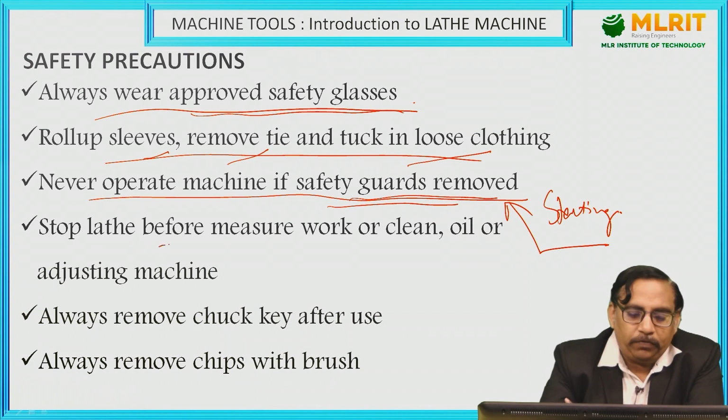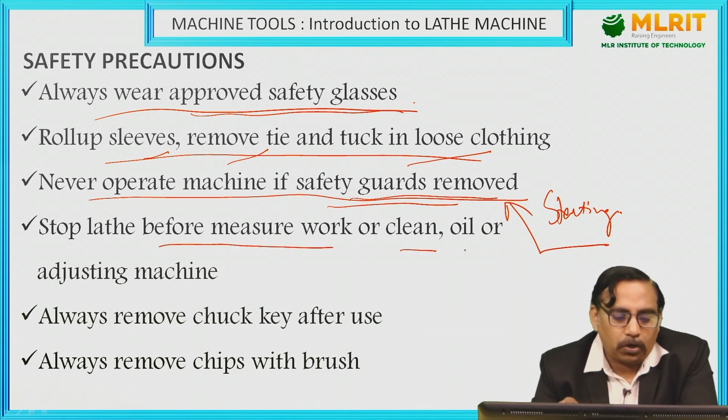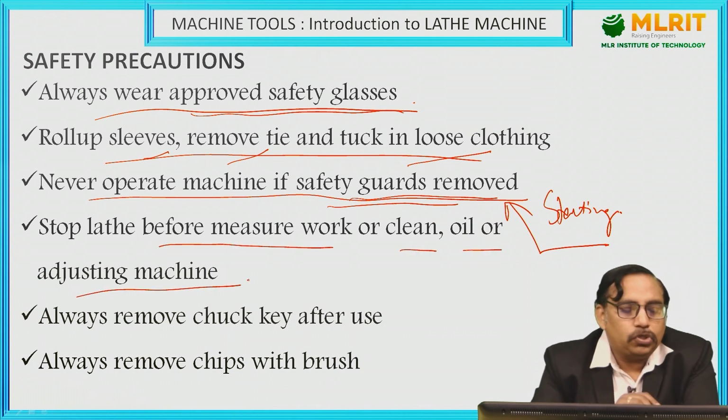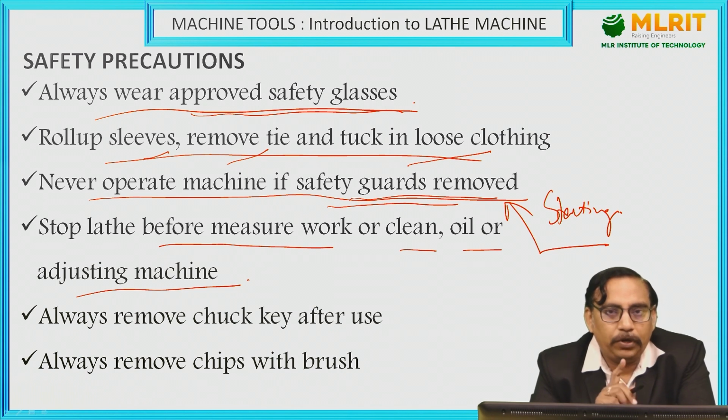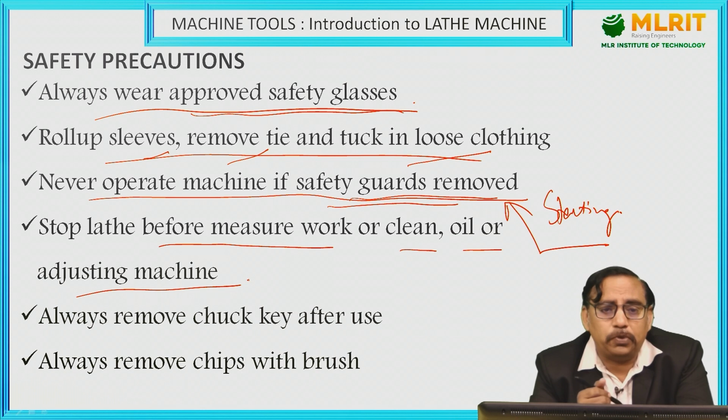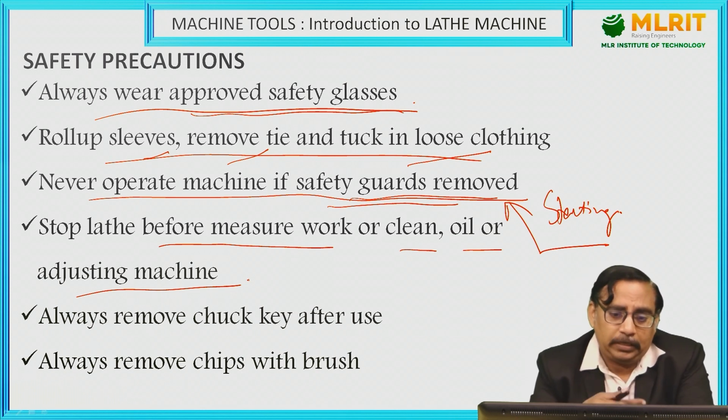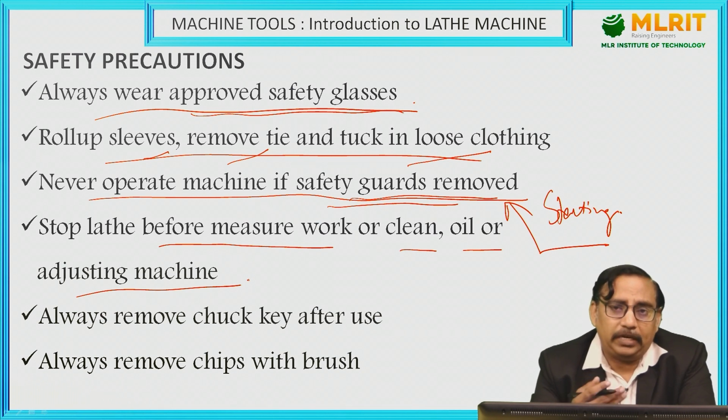Stop the lathe before measuring work or cleaning or oiling or adjusting the machine. You are supposed to stop the machine whenever you want to measure the work. While it is rotating, you are not supposed to measure how much length has been done, how much depth has been taken out, or how much diameter there is, internal or outer, that is ID and OD, internal and outside diameters.